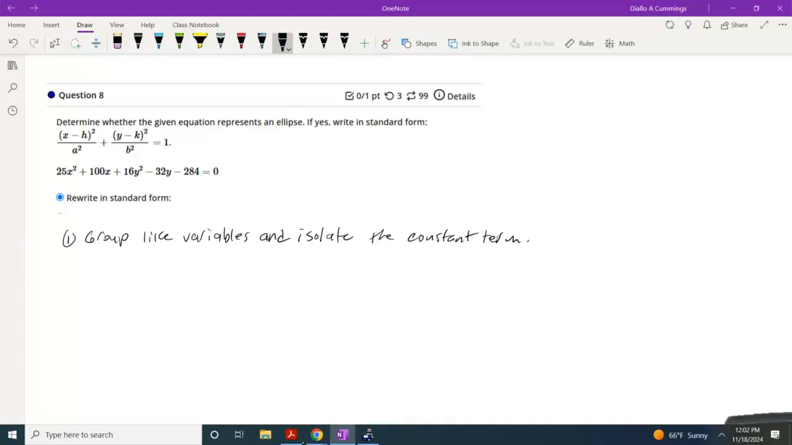So here's what I mean. I'm going to take my x's, 25x squared plus 100x. I'm just going to stick them together. Sometimes in these equations, they may be jumbled around. Plus 16y squared minus 32y is equal to 284.